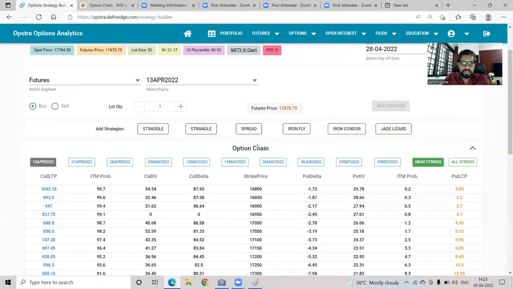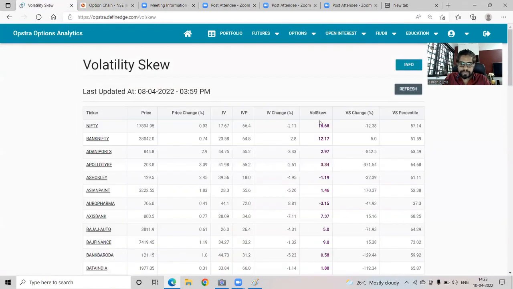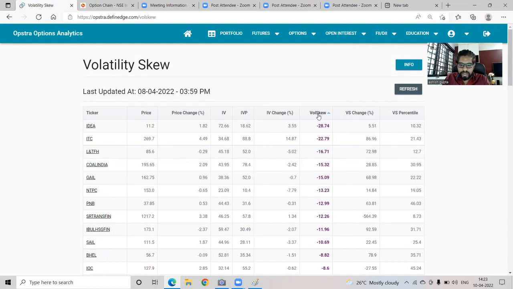So if we look at Opstra here and look at what the vol skew says. We have Nifty vol skew, positive vol skew, which means the puts are priced higher. And if we sort it by negative vol skew, we get stocks like Idea, ITC, LNTFH, Coal India, GAIL, NTPC, most PSU stocks. You have seen that PSU stocks were rising in the last week. They all closed higher, and ITC obviously is running.